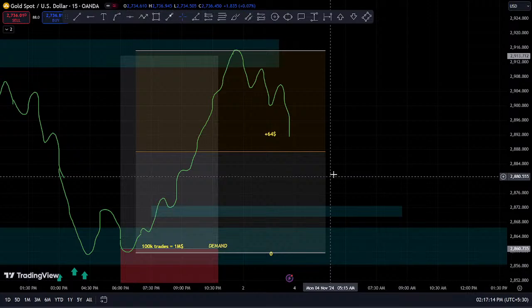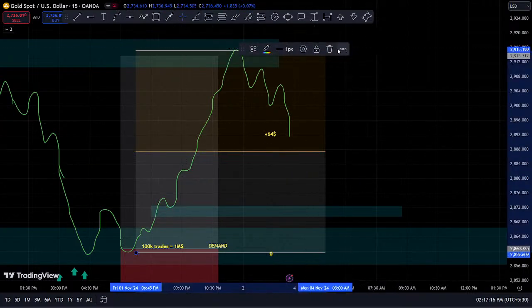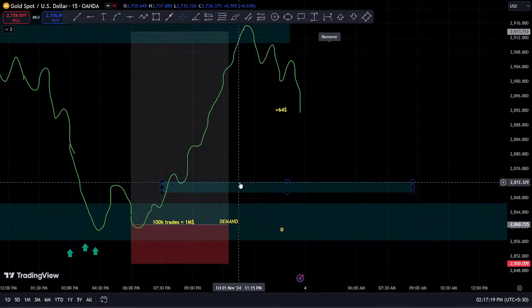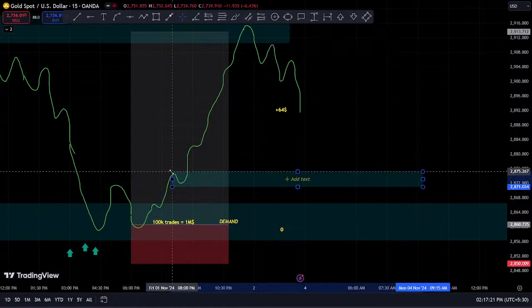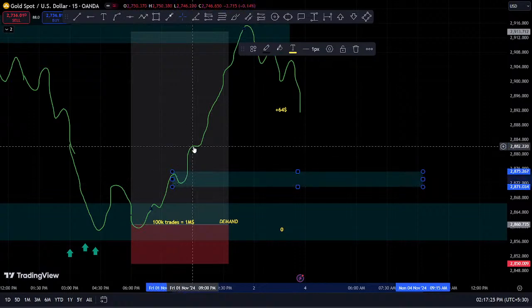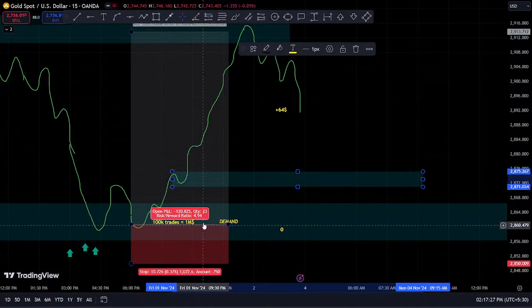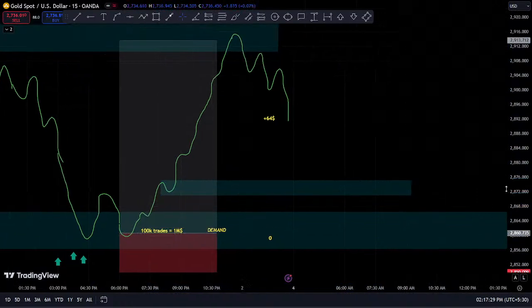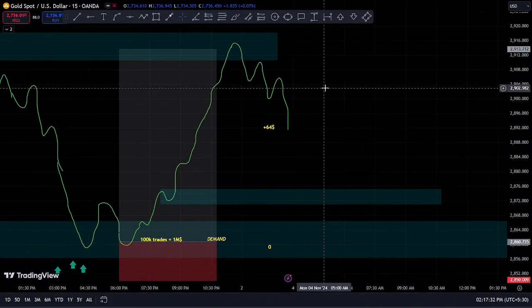How can I refine it more? By looking at where the price was pausing. I am seeing a pause over here, and suddenly some sellers were trying to sell this thing, but the price reversed and took all those buyers' stop losses. So I would see this as a perfect zone to enter the market.